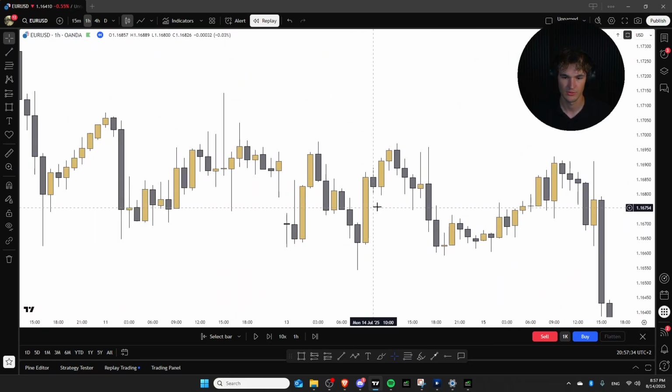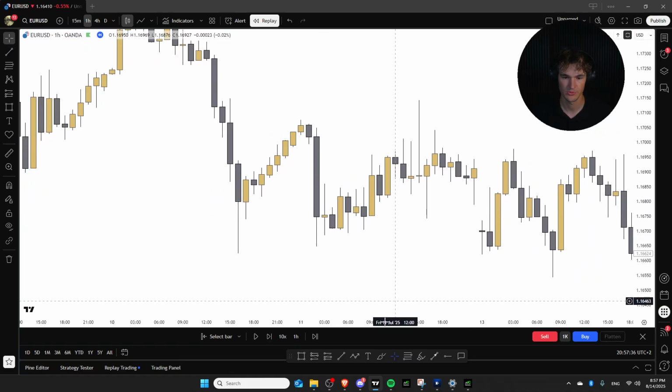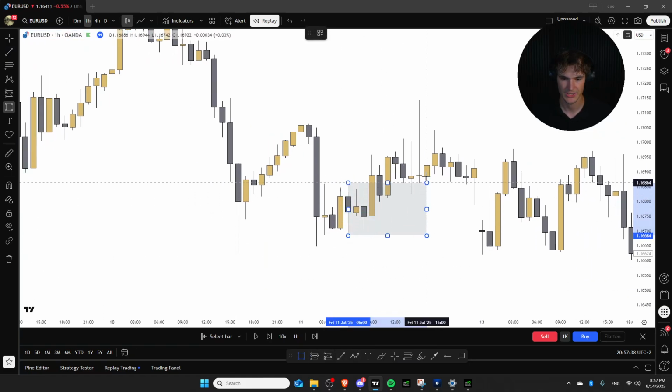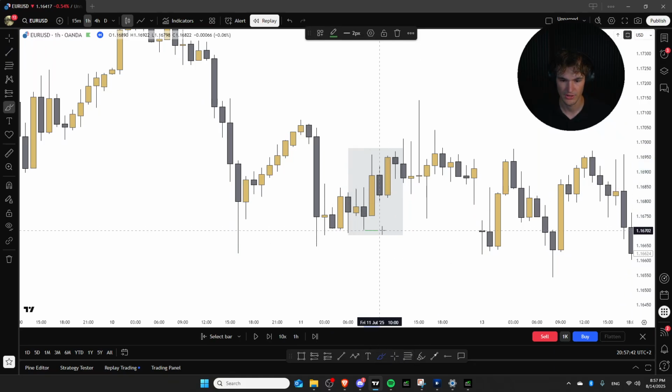Even more over here, for example, let's say we take this batch of candles. You can see that all of the wicks over here, they are all able to touch each other. There's really no doubt about that.